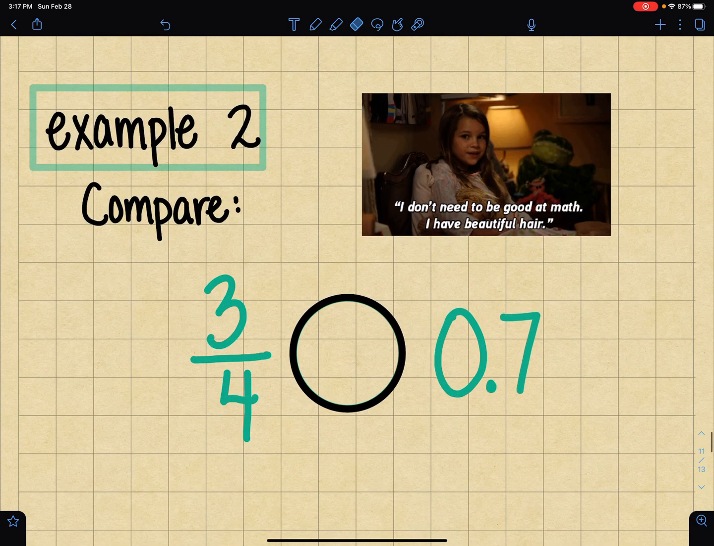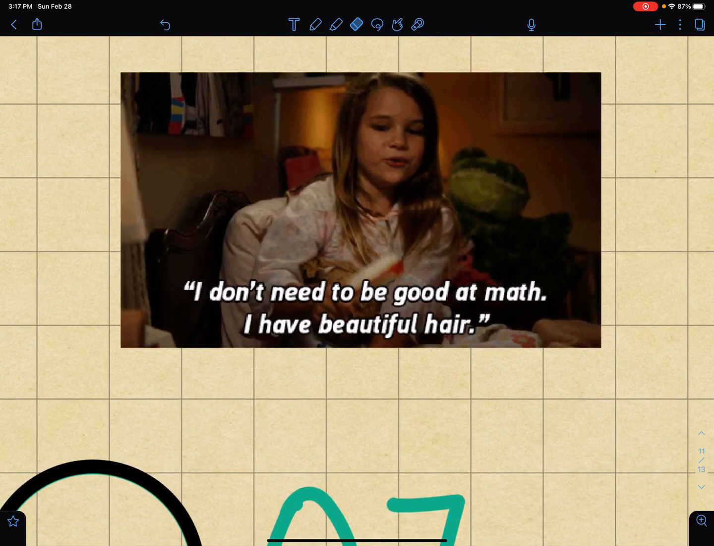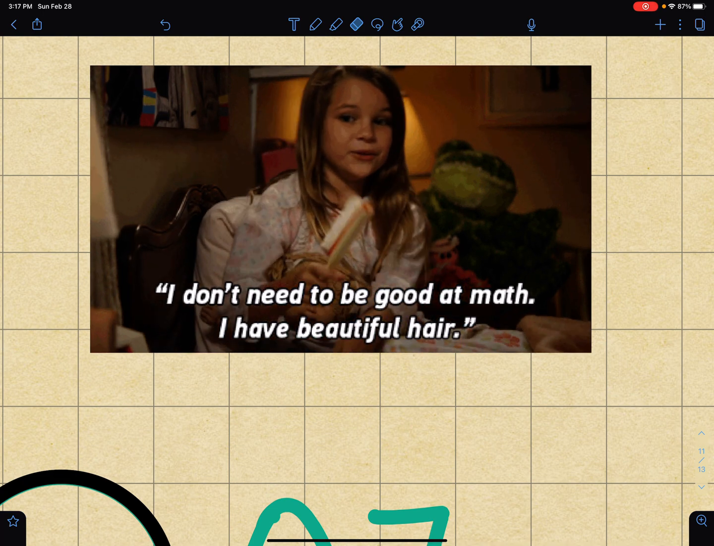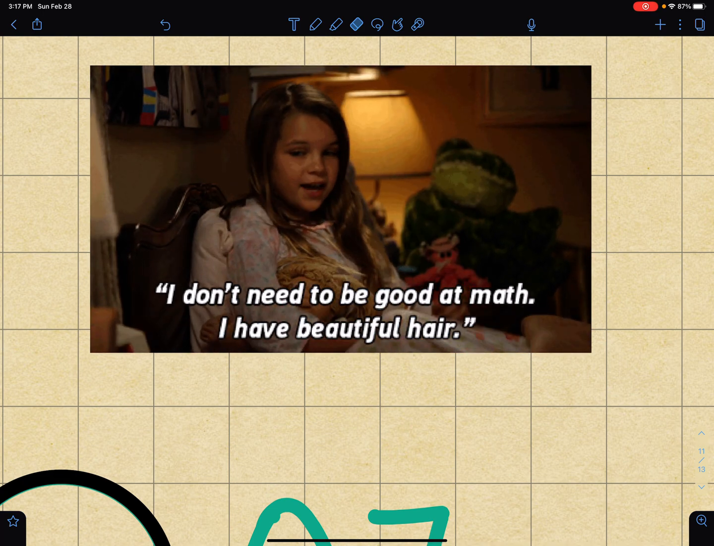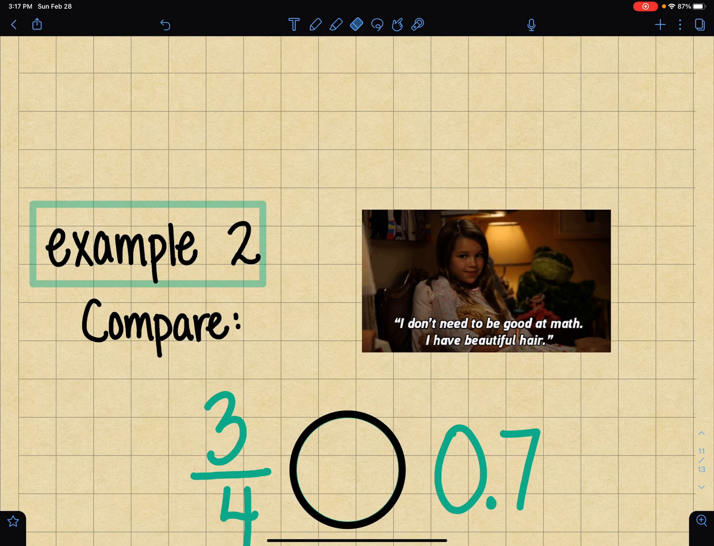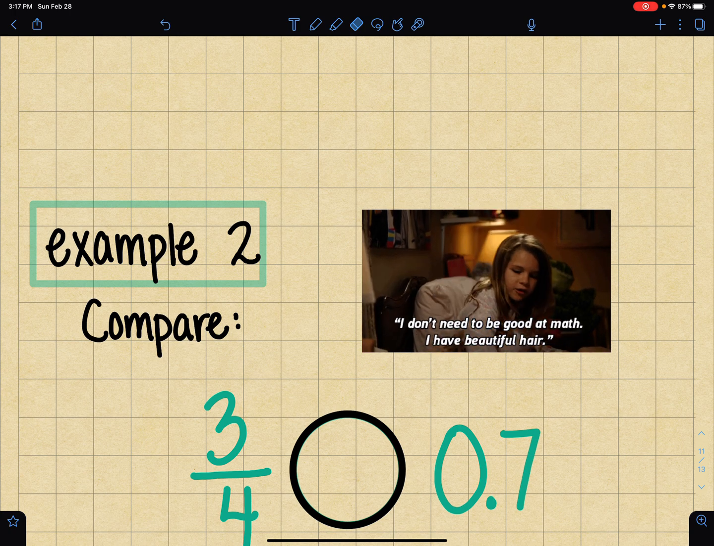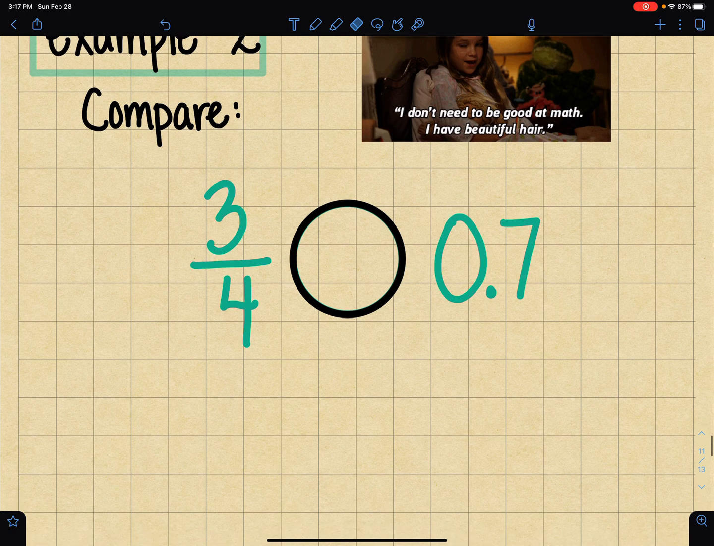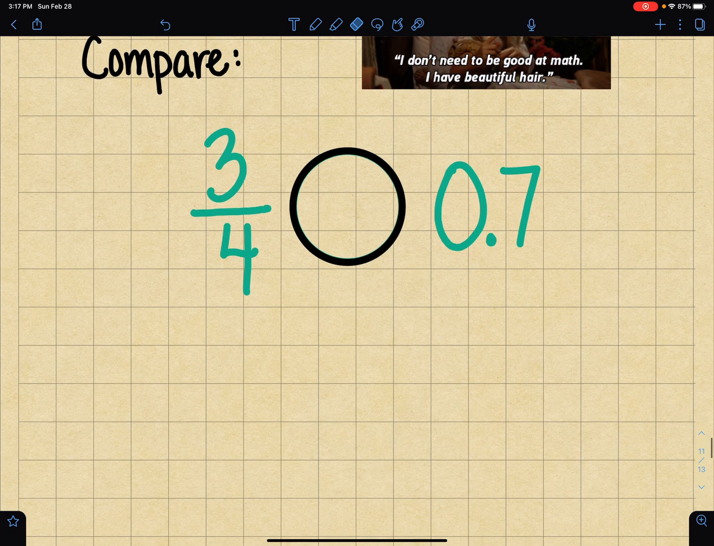Let's do one more example. This little girl, look, I don't need to be good at math. I have beautiful hair. Well, Addy, you do have beautiful hair, but guess what? It's going to be a bonus that you have beautiful hair because you are also going to be good at math. It's good to be beautiful, but you got to have something else too. So we're going to be good at math.